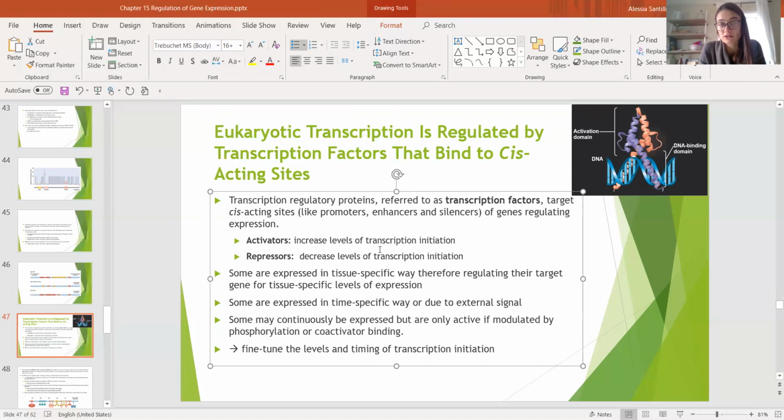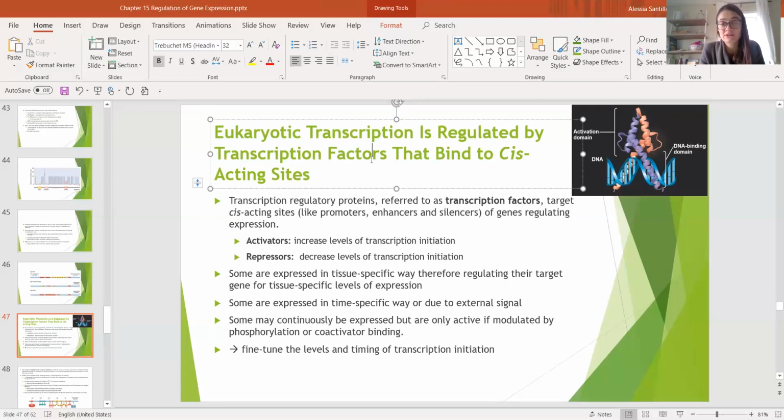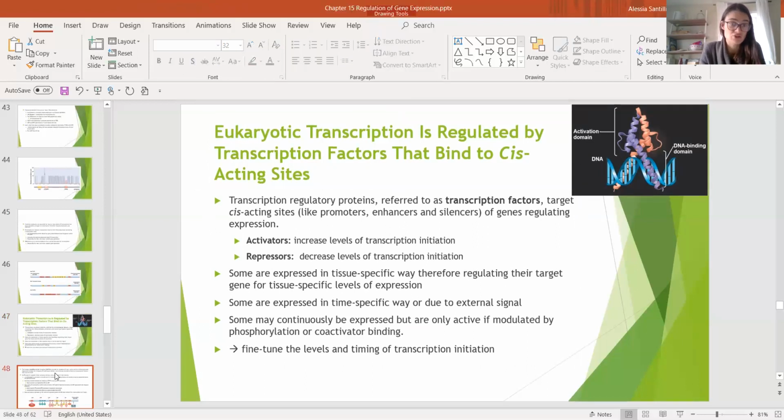This is what we'll find a lot with eukaryotes. There's so many different levels of regulation, and they just fine-tune the actual timing and the amounts, right, the concentration of how much the transcription is initiated, how much transcript we're going to actually make.